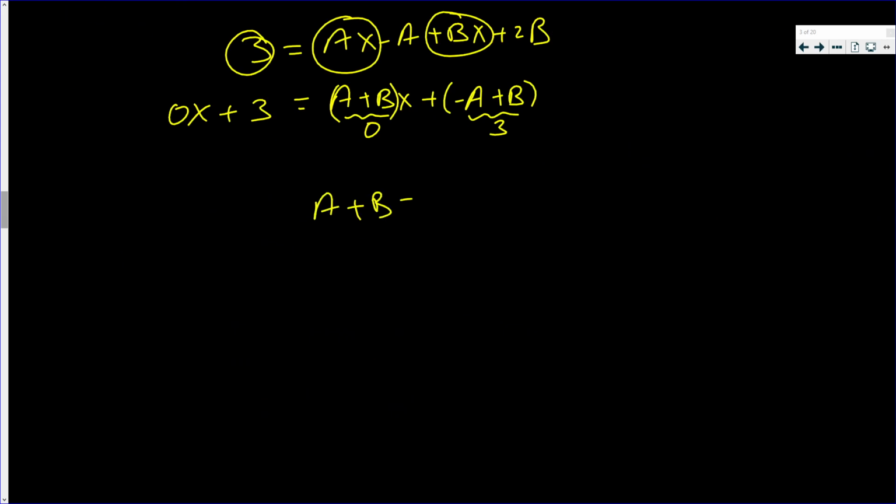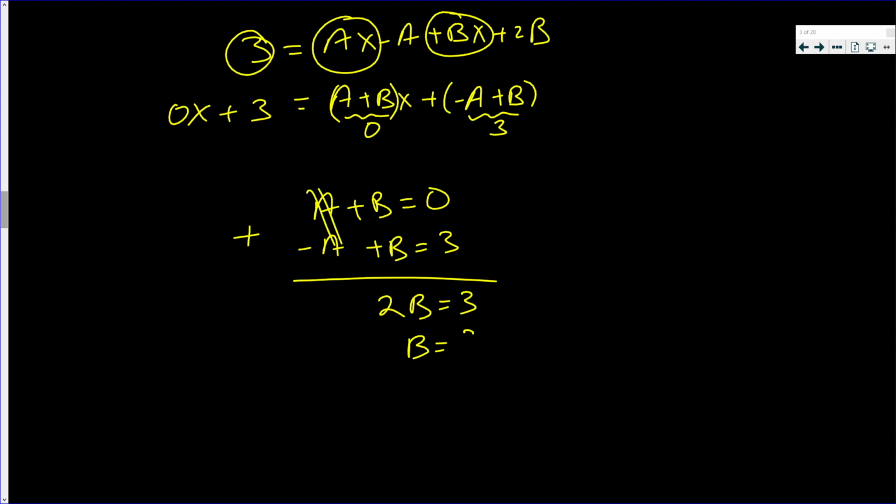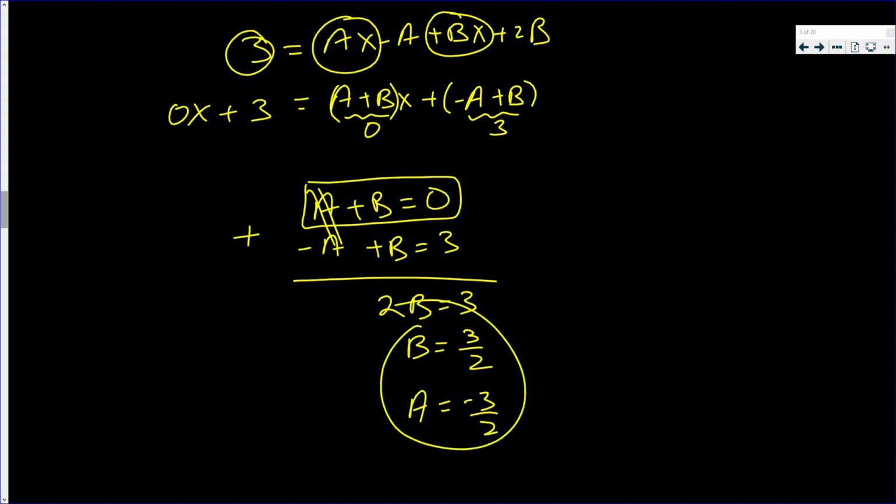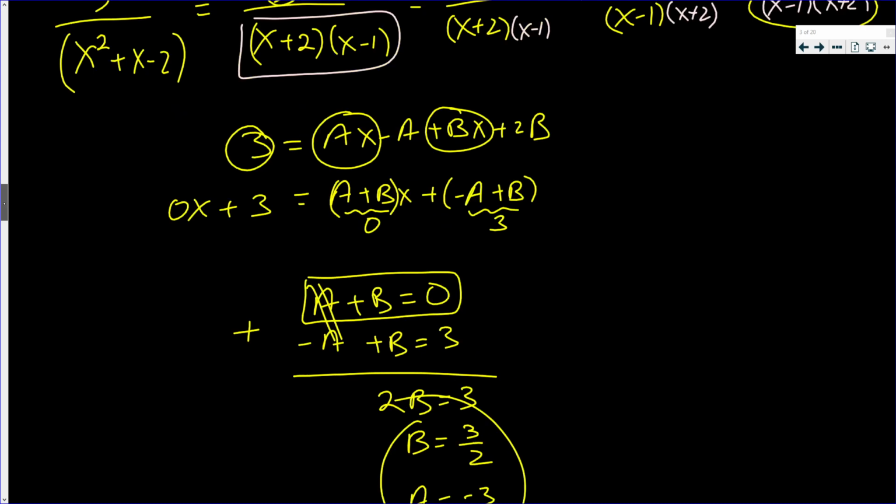So a plus b is 0. And negative a plus b is 3. Well, if I add them, this cancels out. So I get 2b is 3. So b is 3 over 2. And I know that when you add a and b, you get 0. So a and b must be different signs. Okay, so I have a and b: negative 3 over 2 and 3 over 2.